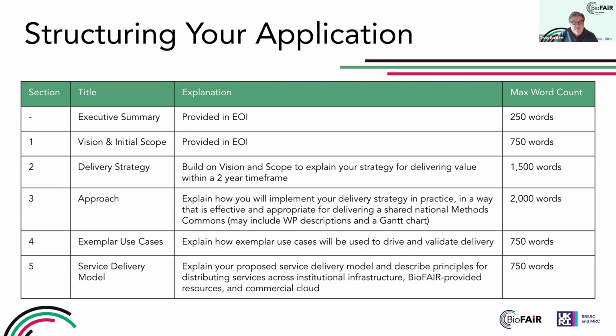And then thinking about your service delivery model. This is very much about what parts of your teams deliver services, how they'll be organized, and especially what infrastructure they might need. So how you plan to deliver services across the blend of hybrid infrastructure that might include institutional infrastructure, stuff that BioFAIR purchases and provides centrally, or commercial cloud. So we use this section to describe exactly what infrastructure you might need and who will interface with it.